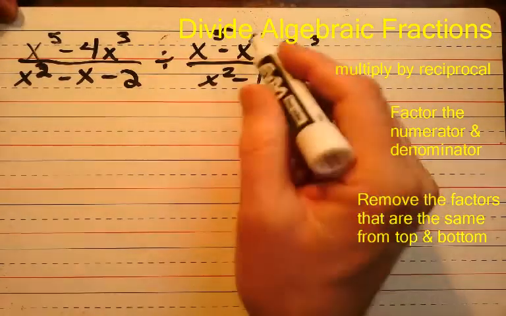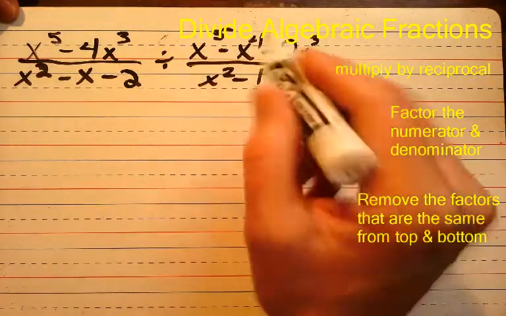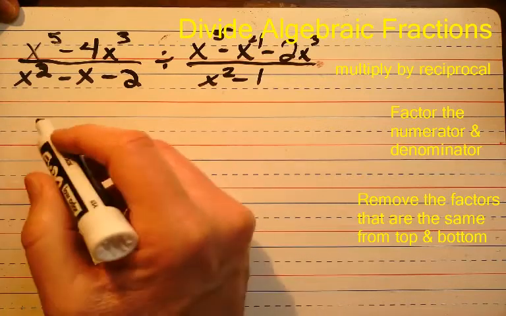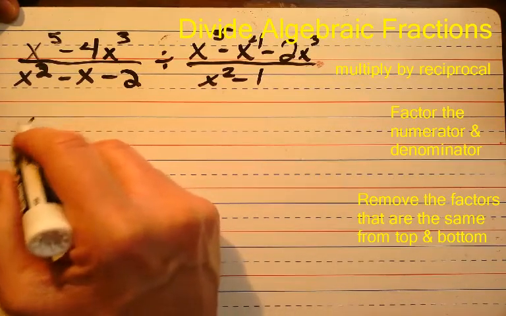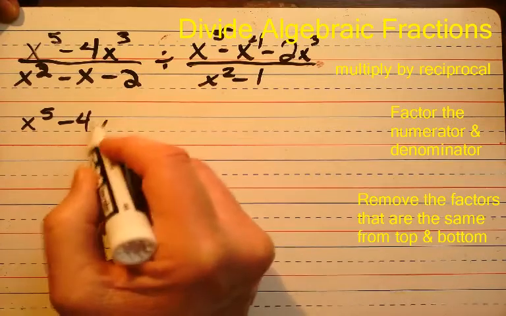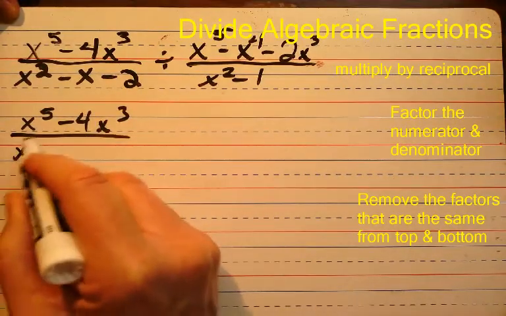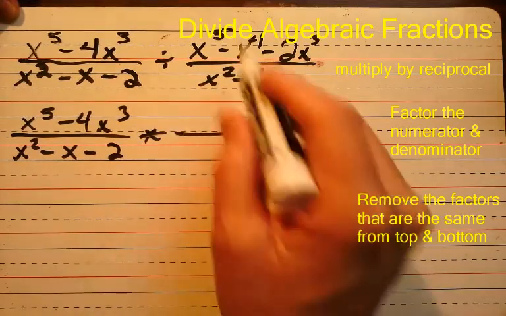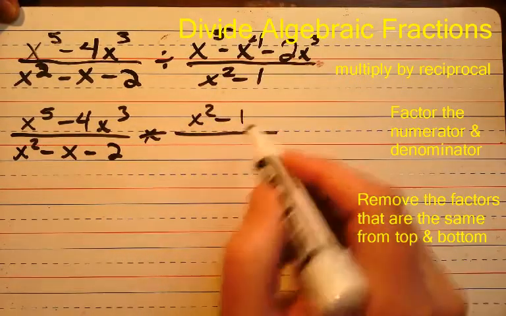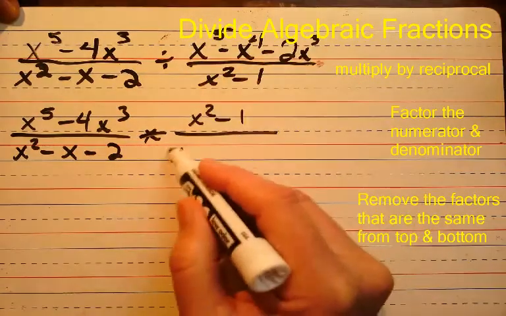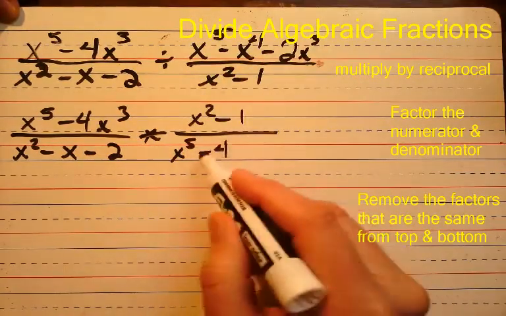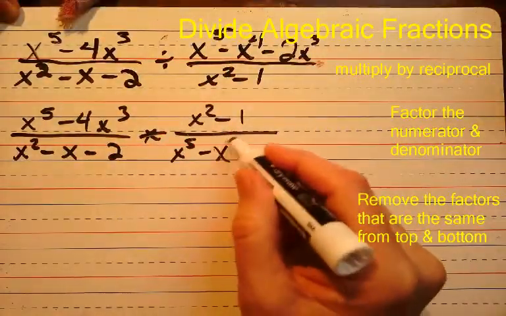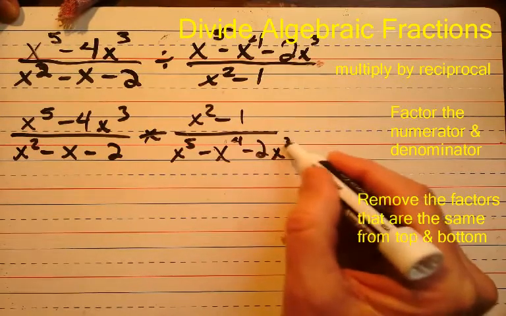Okay, so remember, first step is turn it upside down. Turn the second one upside down, not the first one. The first one stays exactly like it is. So the first one is x to the 5th minus 4x cubed over x squared minus x minus 2. Now this one I turn upside down. I have x squared minus 1 on top. And I have x to the 5th. Oops, that's not a 5. X to the 4th, and 2x to the 3rd.